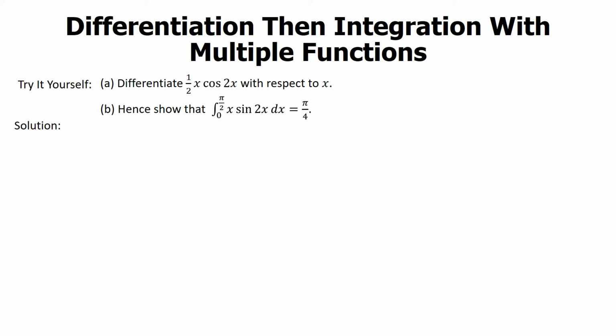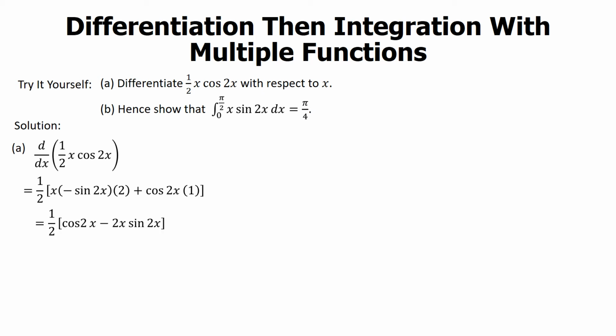Here is the solution. For A, we differentiate d over dx of half x cosine 2x. Then we apply the product rule, which is we take out the half and then x times negative sine 2x times 2, plus cosine 2x times 1. Then we simplify, we get half bracket cosine 2x minus 2x sine 2x, which is half cosine 2x minus x sine 2x.